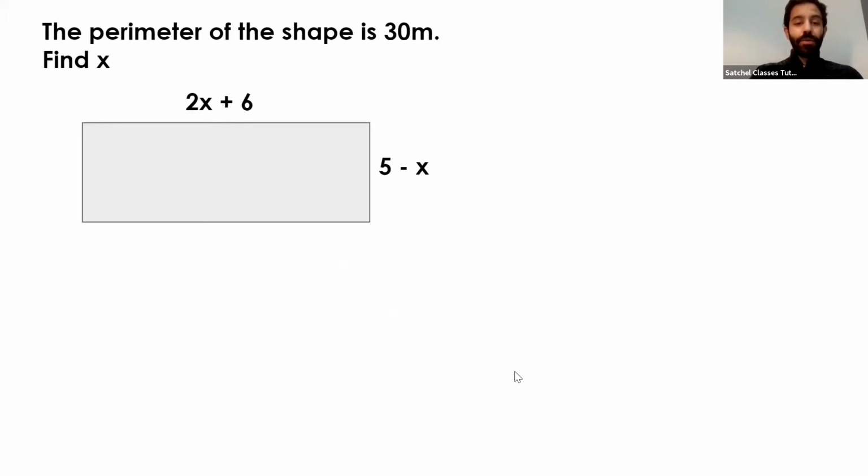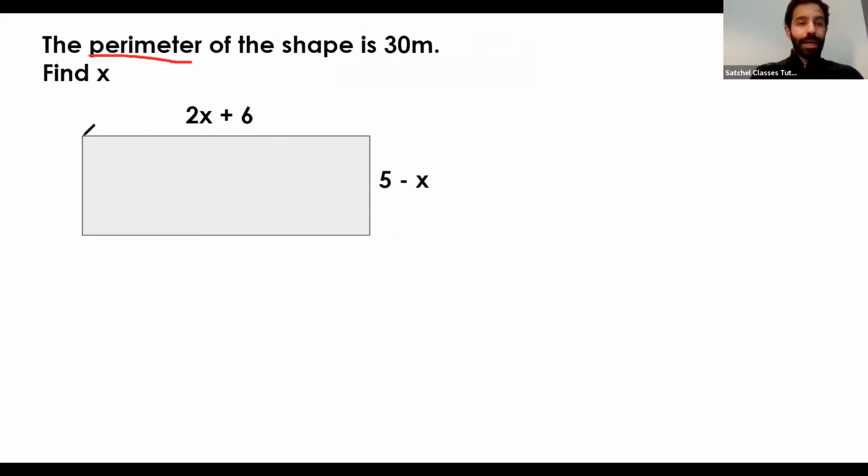Now, to be able to work out the perimeter, you need to understand that the perimeter means the distance around the shape. So that's going to be the distance from here. I'm just going to draw it all the way down, all the way across, and going all the way up. So if the perimeter is 30, if we add this side to this side to this side to this side, that should give us 30.